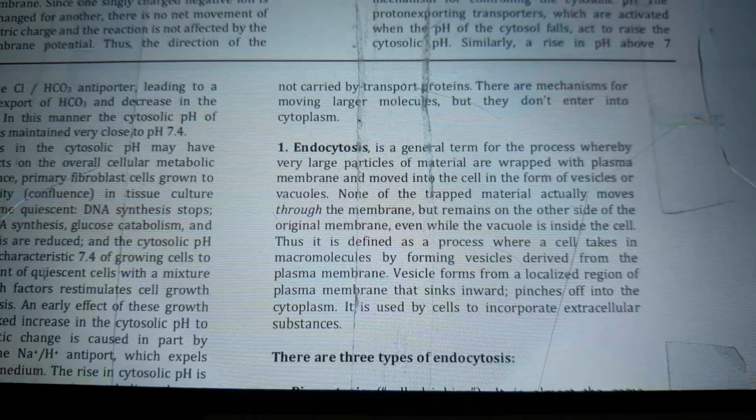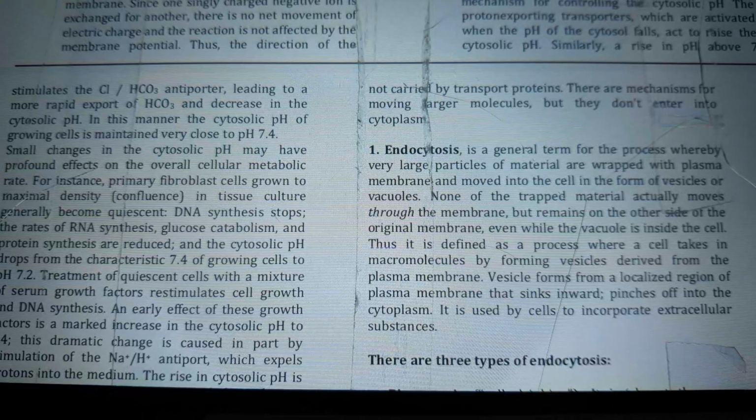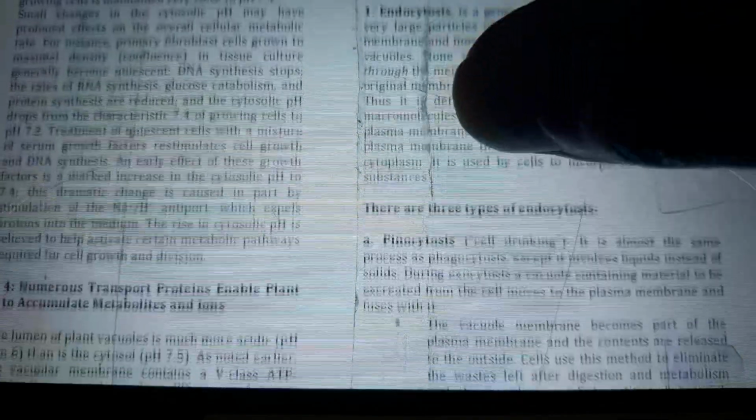The activity of all these antiport proteins depends on pH, providing cells with a fine-tuned mechanism for controlling the cytosolic pH. The proton exporting transporters, which are activated when the pH of the cytosol falls, act to raise the cytosolic pH. Similarly, a rise in pH above 7 stimulates the chloride bicarbonate antiporter, leading to a more rapid export of bicarbonate and decrease in the cytosolic pH. In this manner, the cytosolic pH of growing cells is maintained very close to pH 7.4.